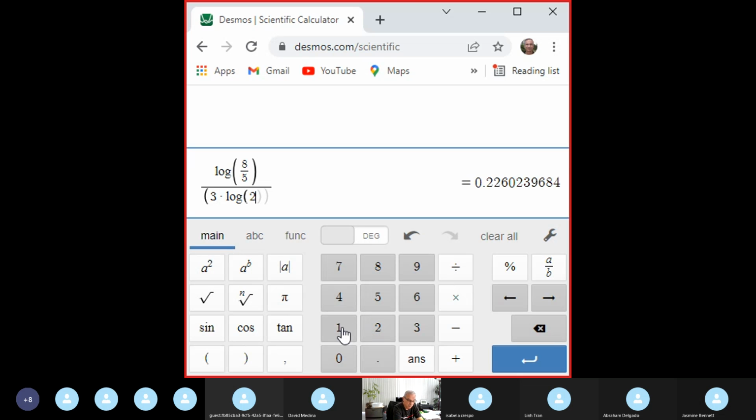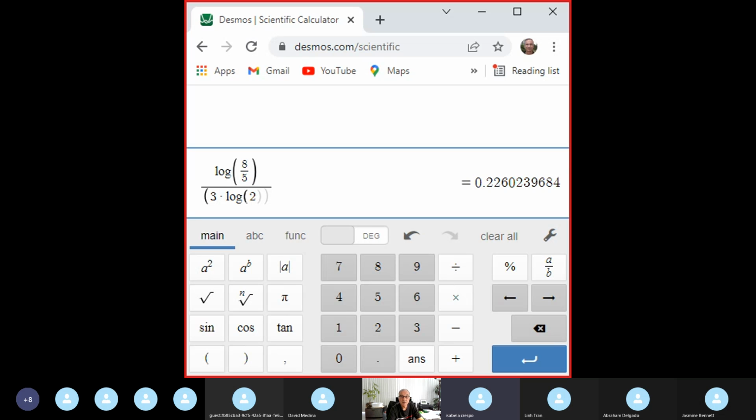The answer is 0.2260 and 23 something, no, 23984. Yeah, I need 4 decimal places, 1, 2, 3, 4, and then the next digit after the decimal place, 2, is less than 5, so you truncate it like that. And the answer is 0.2260. End story. Everyone get the same answer like me?